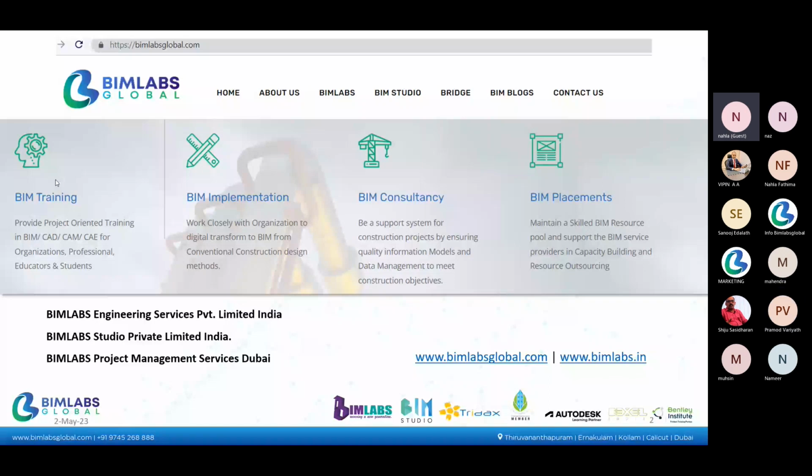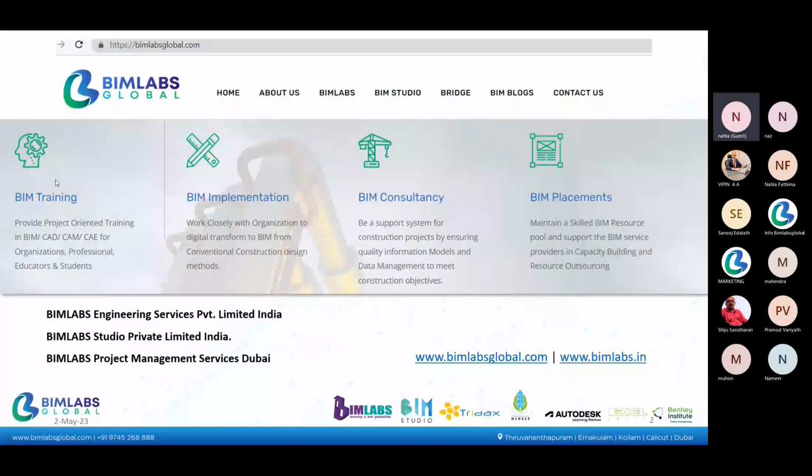Then there is our project team itself, the BIM studio, where clients will give us projects and we'll do the projects. So we have our own project team. And there is BIM placements, where we provide placements for students who complete the course in our institute. Right after the course, there will be a 3 months internship. Meanwhile, the students will be placed in the companies that we have tie-ups with. And we provide 100% assurance for placements for the students.